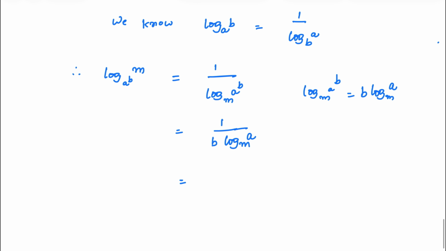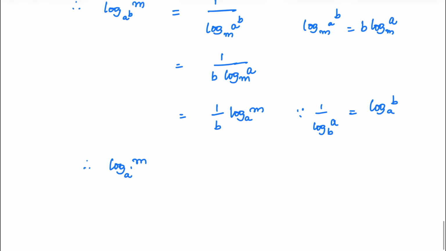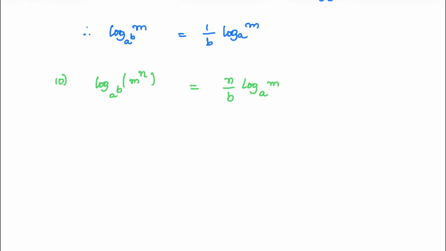equal to 1 by b log m base a. Since we are reversing, 1 by log a base b equals log b base b. Therefore, log m base a power of b equals 1 by b log m base a. Let's discuss the last formula.